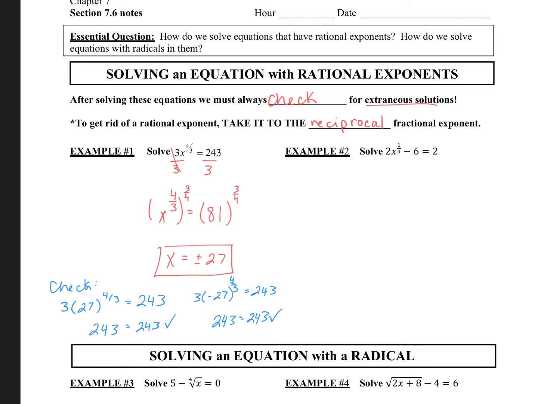So let's look at the second example here. It's basically one more step from the previous one. The first thing we're going to do is add 6 to both sides.